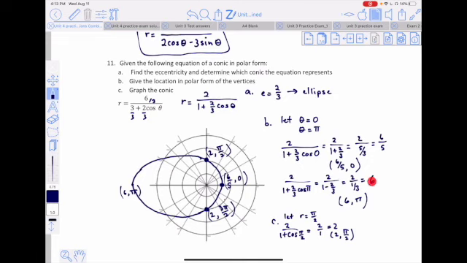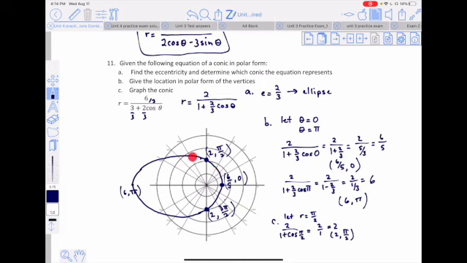So the coordinate location of polar form at that point is 6 for r and pi for theta, which puts the point out here. If there were 6 circles, then this would be on the 6th circle, and then on the line theta equals pi. So those are the two vertices.